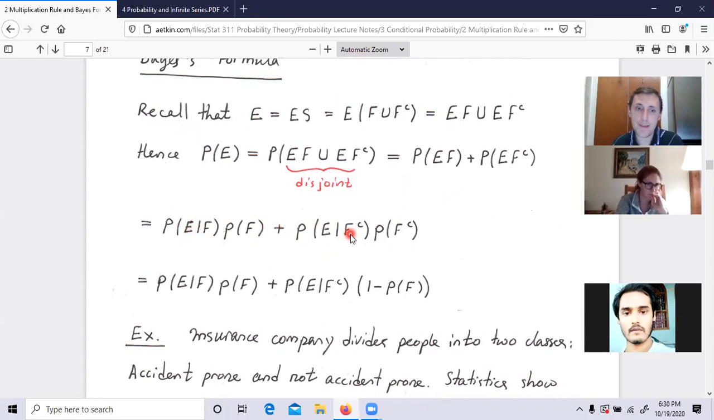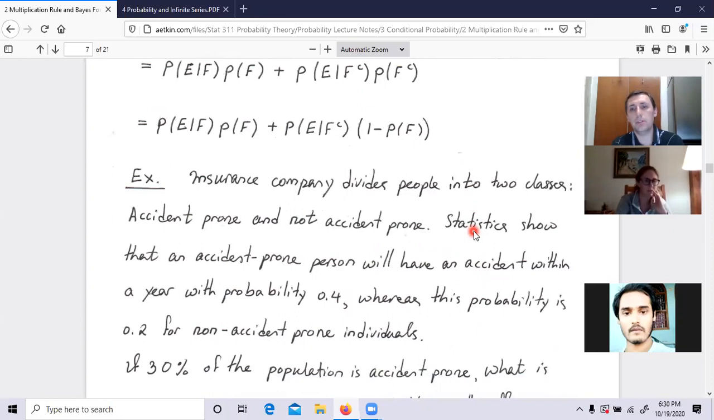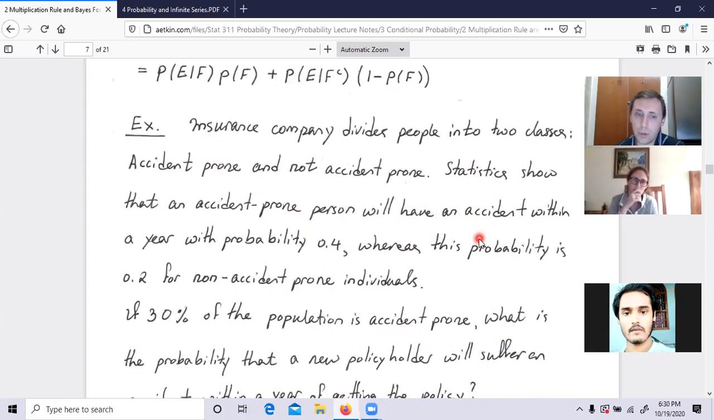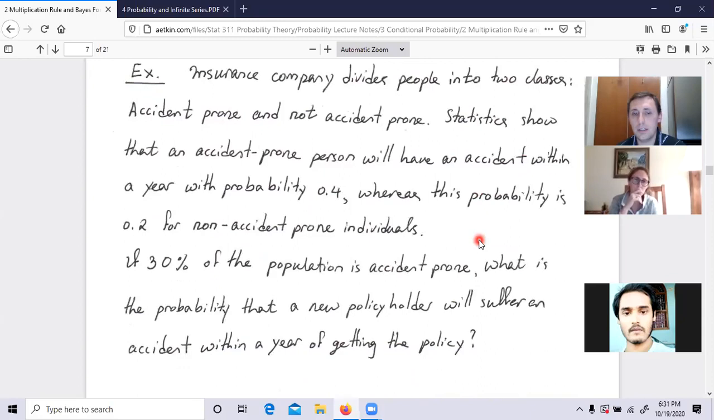An insurance company divides people into two classes, accident prone and not accident prone. Statistics show that an accident prone person will have an accident within a year with probability 0.4, whereas this probability is 0.2 for non-accident prone individuals. If 30% of the population is accident prone, what is the probability that a new policyholder will suffer an accident within a year of getting the policy?